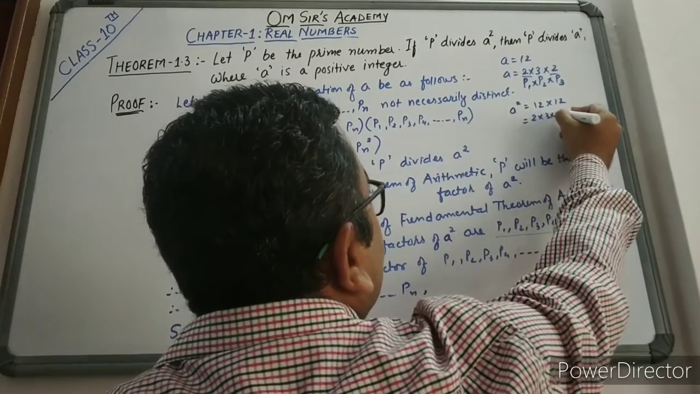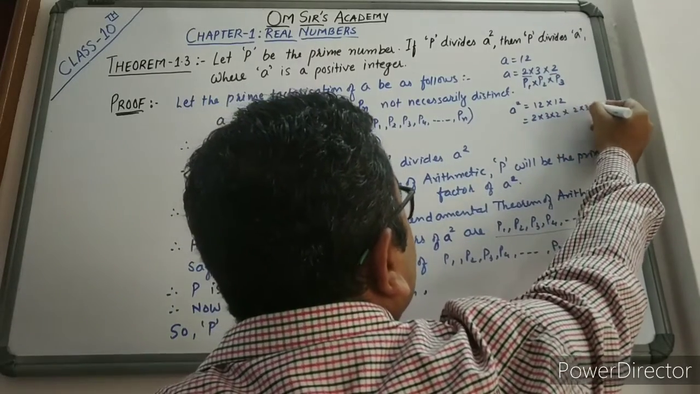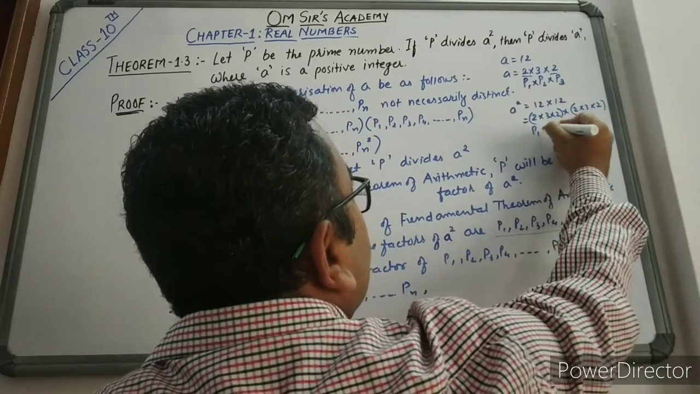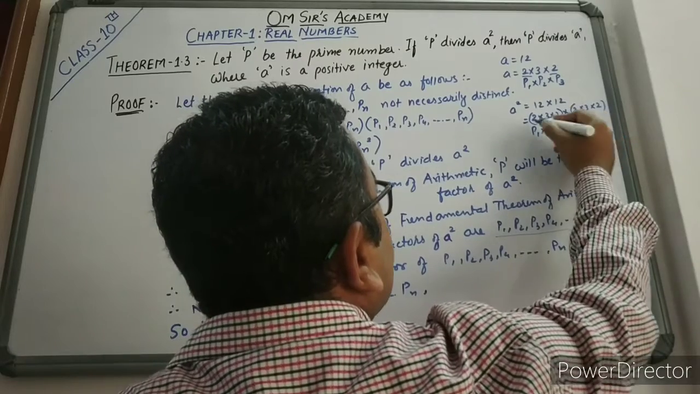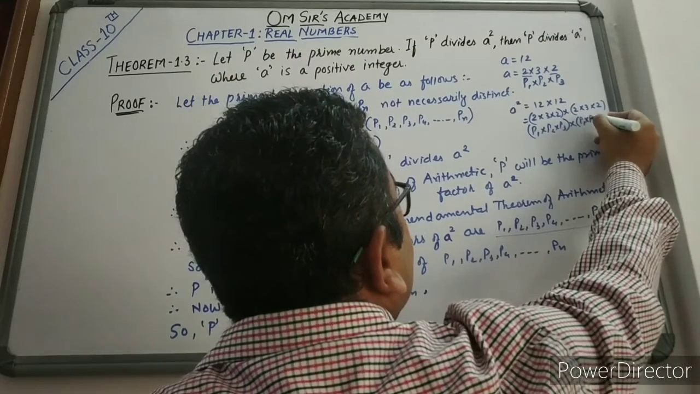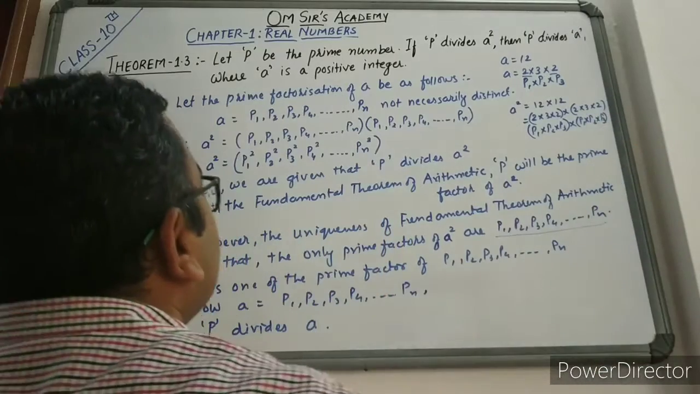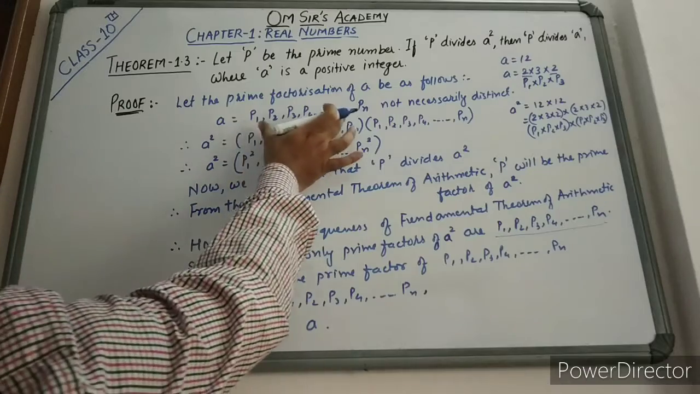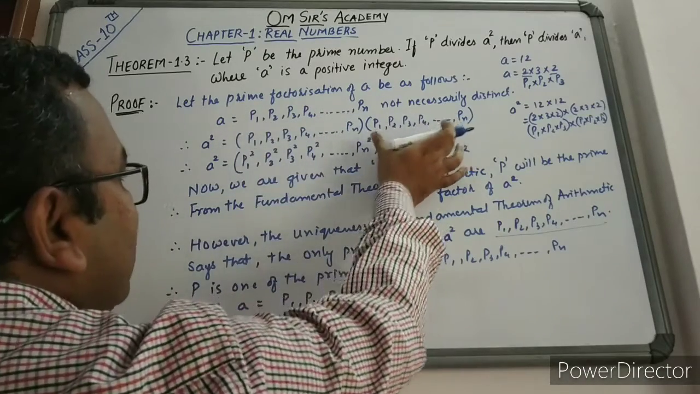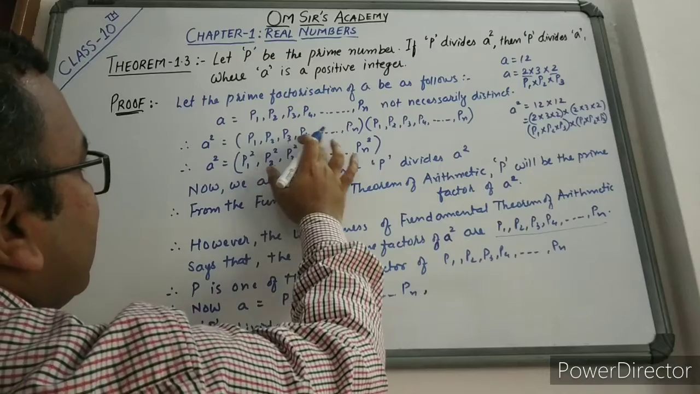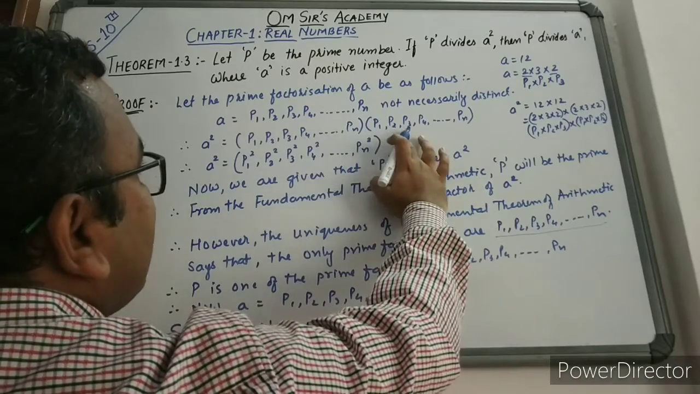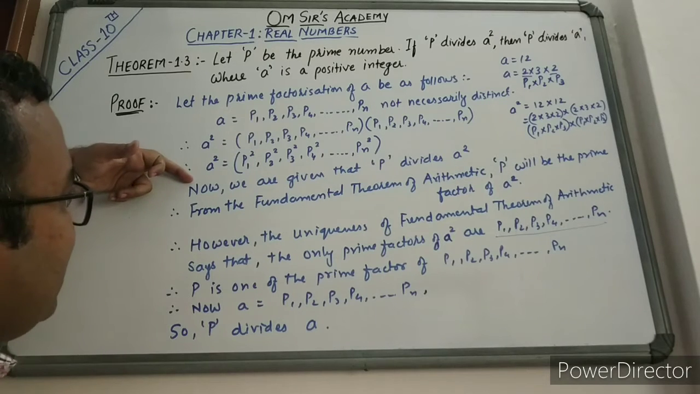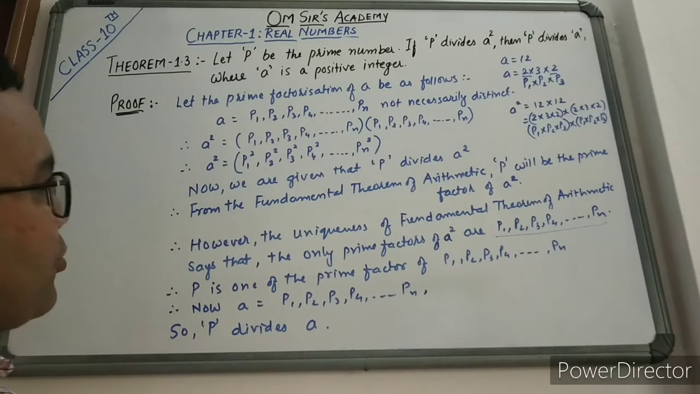So it will be 2 into 3 into 2 into 2 into 3 into 2. Okay, so this will repeat twice. So what was my 2, 3, 2? P1, P2, P3. Okay, into this again P1, P2, P3. Okay, तो यहाँ पे ये क्या कहना चाहते हैं कि A स्क्वायर में यही जो प्राइम नंबर्स थे A के वो ट्वाइस मल्टीप्लाइड होंगे, that is P1, P2, P3, P4 till Pn into P1, P2, P3, P4 till Pn. Is it clear, friends?